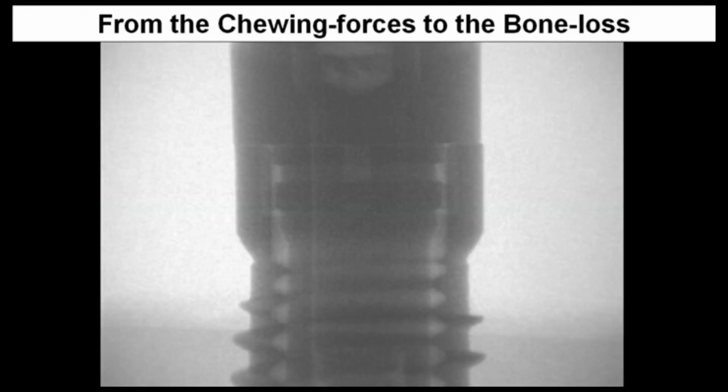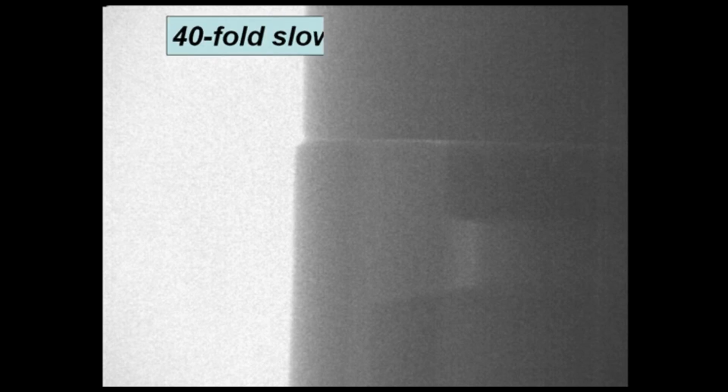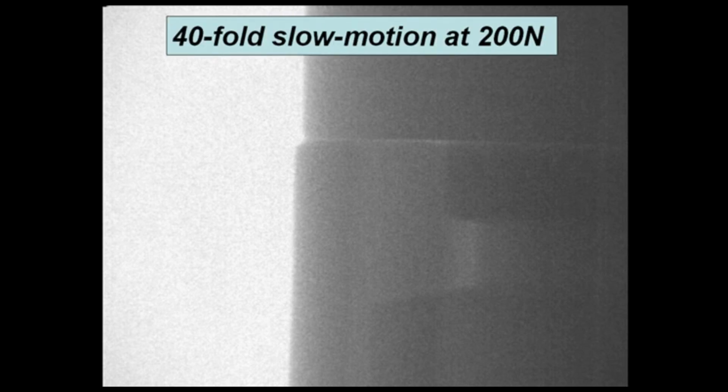So if we have a look at this example, we can see a really large microgap. And if we have a look at the slow motion, you can see that we simulate the side teeth region at 40-fold slow motion at 200 Newton. We will see that an actual force vector is formed, so the connection moves a little bit down, and when the force vector tilts to the left side, the complete interface moves sideways, and the microgap we will see is in an area of 36 microns.